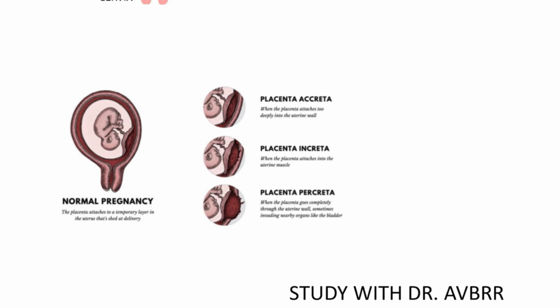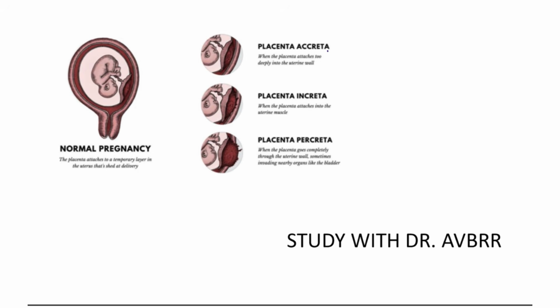Next, patients with accreta, increta, and percreta. Accreta means the placenta is attached to the uterine wall, involving the endometrium. Increta is invasion into the myometrium. Percreta is myometrium plus bladder involvement.